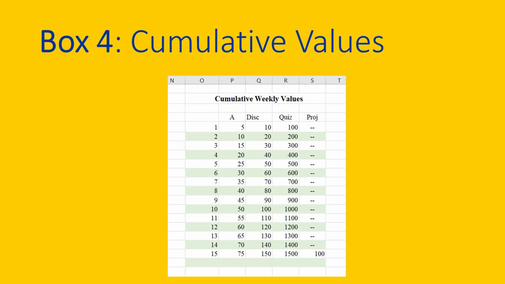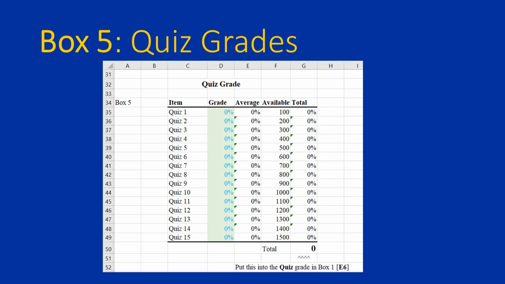Box 4 shows you the cumulative values for each week, assuming there is an assignment every week. You can use this table to help you compute your grades mid-semester. You do not need to edit or enter any information into this table. Box 5 helps you track your performance on the quizzes. You enter your grades into column D. Column E shows you your running average based on completed quizzes. Column F shows you how many points are available based on the number of weeks we've completed. Column G shows you how many points you've earned so far.